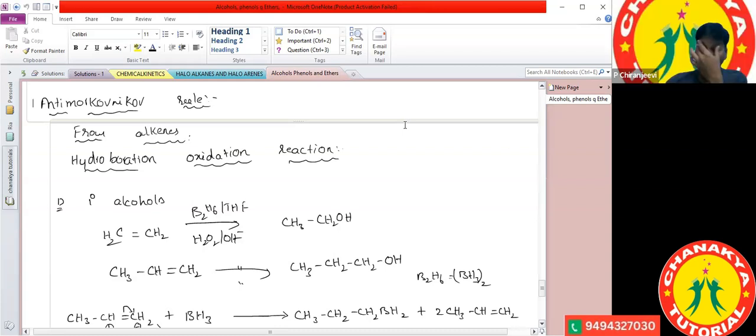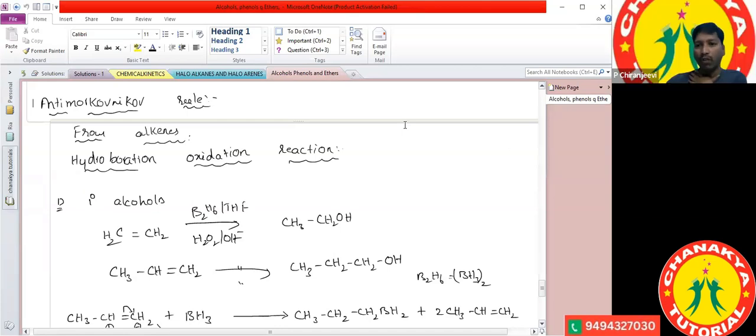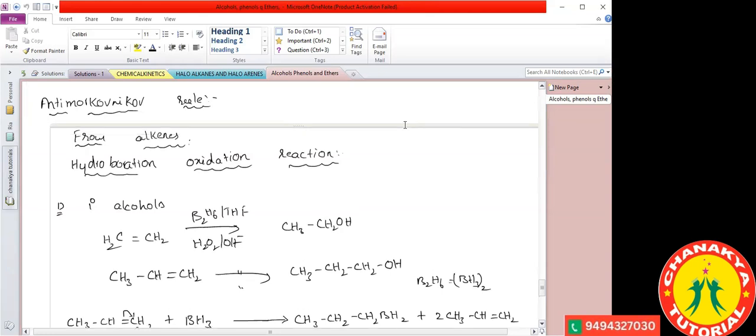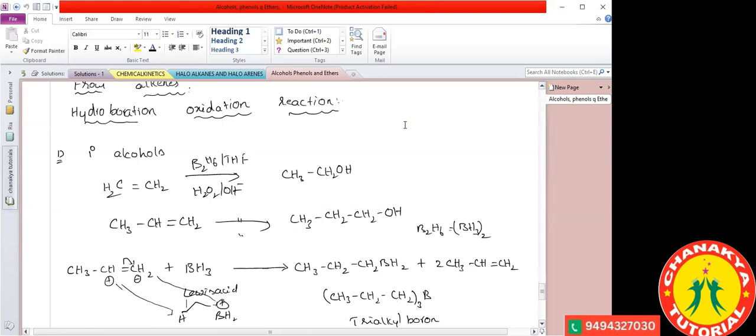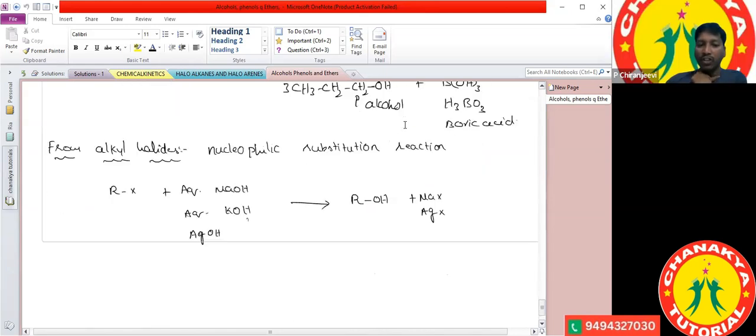Whenever they give an unsymmetrical alkene, addition of a water molecule forms the product following which rule? Markovnikov rule. What is meant by the Markovnikov rule, Samhita? Sir, the group will get attached to the carbon which has the fewer hydrogen atoms. Very good.